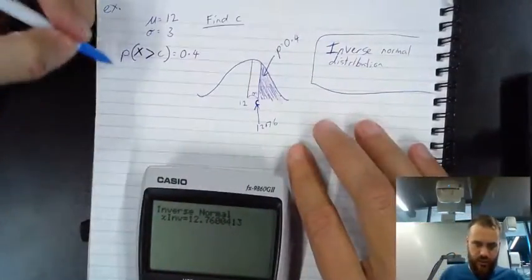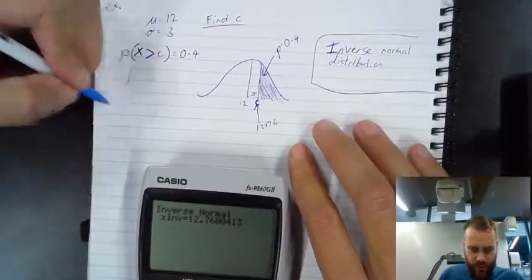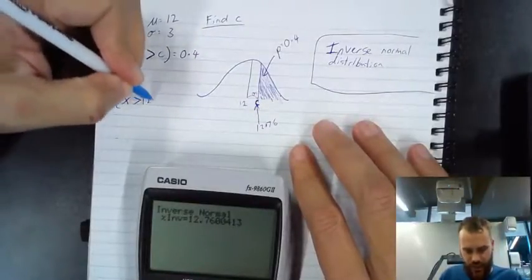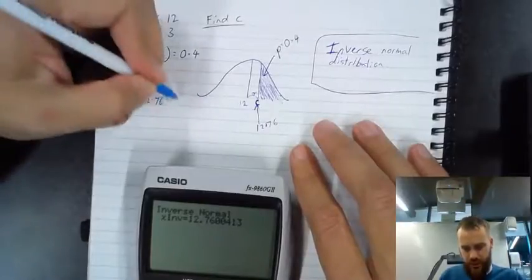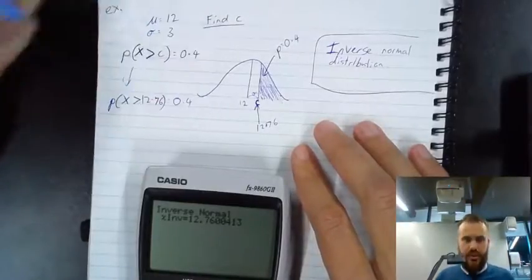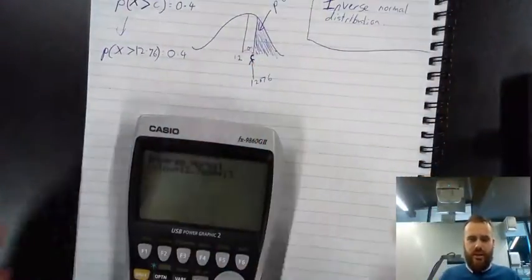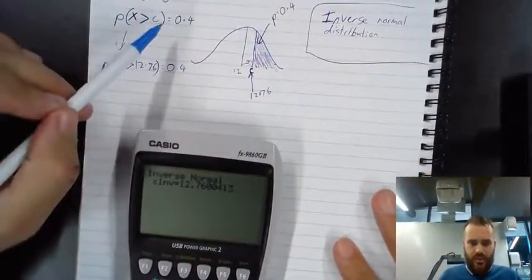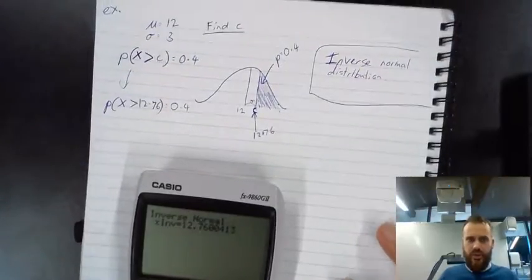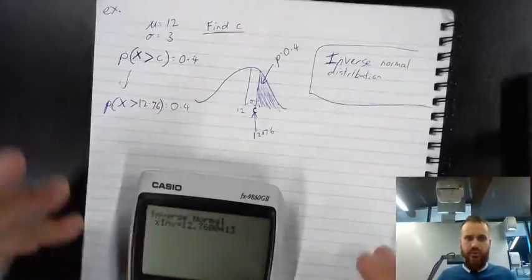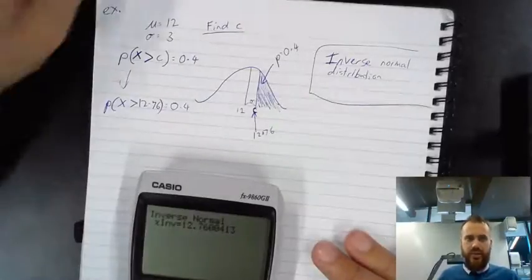So, rewriting this, we can say that the probability that x is greater than 12.76 is equal to 0.4. That's all we've found: the number that it should be greater than for it to be equal to that. There's some weird algebra that goes along with it, some numbers and some symbols, but that's what we're trying to find. I'm going to do a left-tailed one.